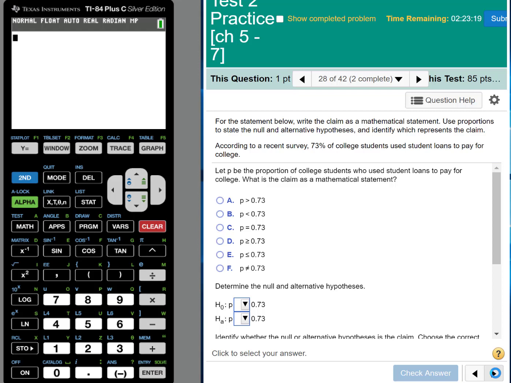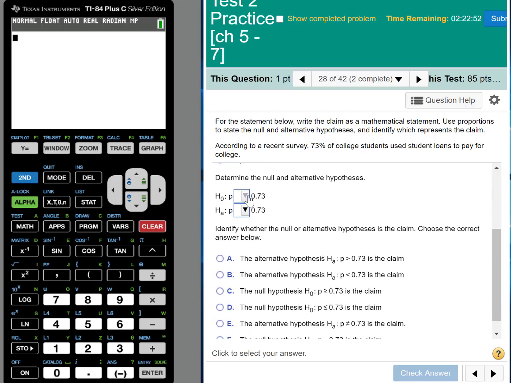Okay. According to a recent survey, 73% of college students use the student loan to pay for college. He wants us to state the null and the alternative hypothesis. Let p be the proportion of college students who use student loans to pay for college. What's the claim? Well, it says it is 73%, so it must be equal.